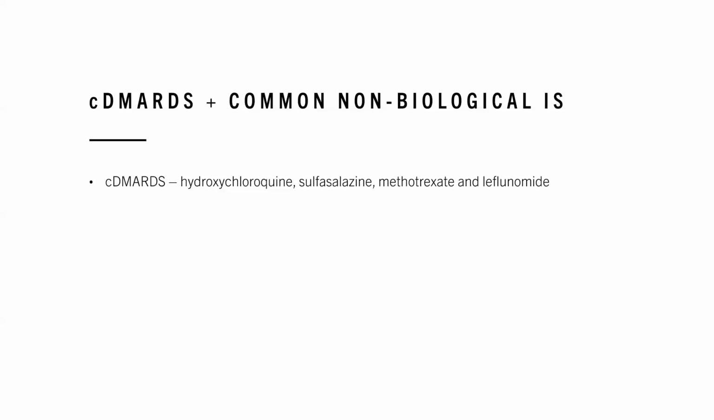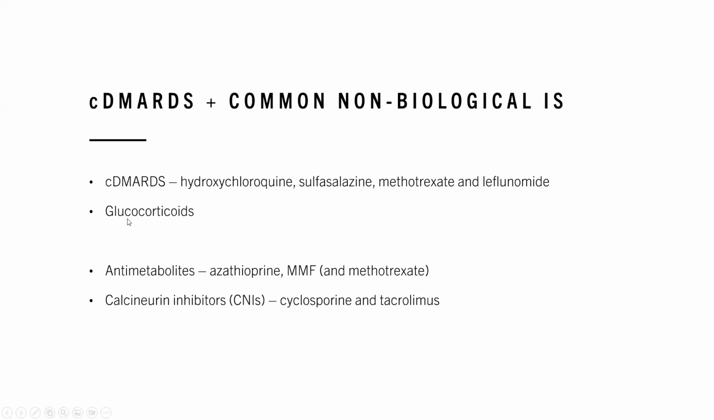So conventional DMARDs, as I said, are hydroxychloroquine, sulfasalazine, methotrexate, and leflunomide. Glucocorticoids are not specifically DMARDs, but they are, of course, immunosuppressive agents. We can subdivide further into antimetabolites, so these are drugs like azathioprine and MMF. Some people would classify methotrexate as an antimetabolite as well. Then your calcineurin inhibitors like cyclosporin and tacrolimus, and then your mTOR inhibitors, things like sirolimus and everolimus.